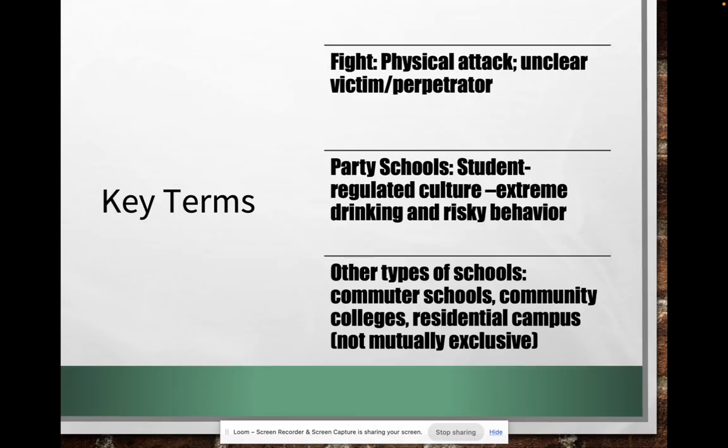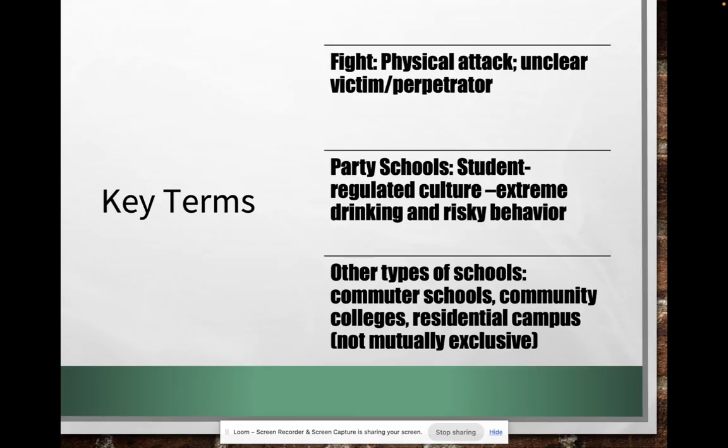Some schools you may have heard of that are near us that often make this list are Ohio University and West Virginia University. And so, of course, when I was working on my MA thesis and doing this research study, I was at West Virginia University. And in fact, my mentor, my MA thesis advisor, was in the process of finalizing her book on party schools.